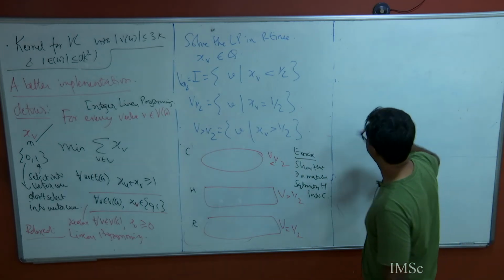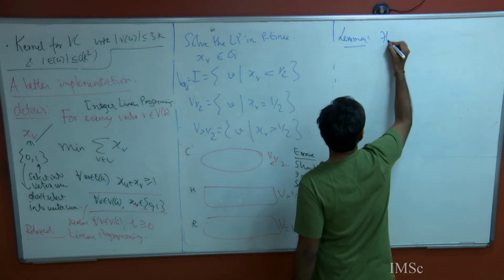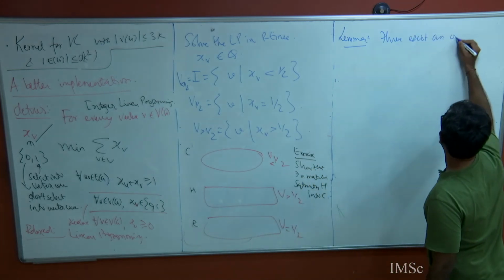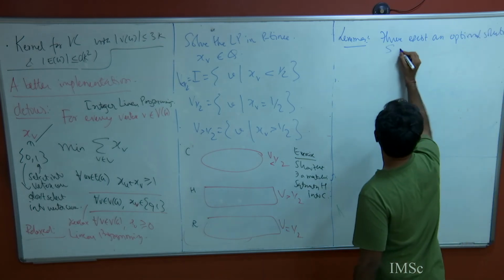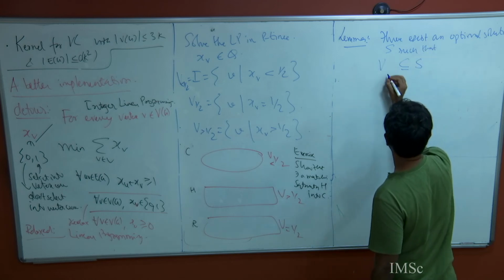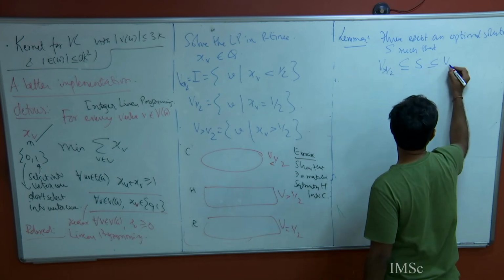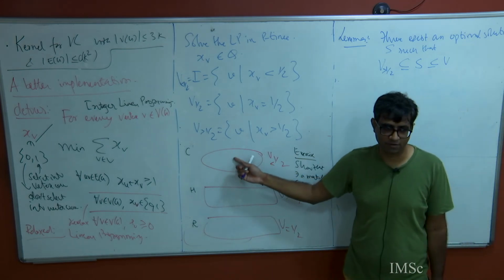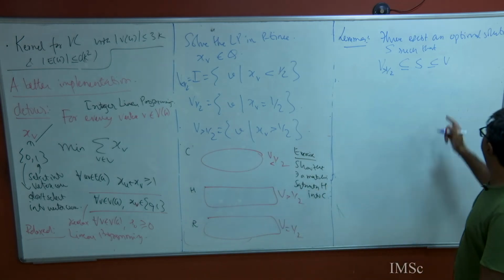So what I want to show, here's the lemma. Let's see if I can prove: there exists an optimal solution S such that S contains V greater than or equal to half. And if it contains V greater than or equal to half, what it means? It shouldn't contain V less than or equal to half, because then it becomes an independent set. Why? Like this, all the edges are here.